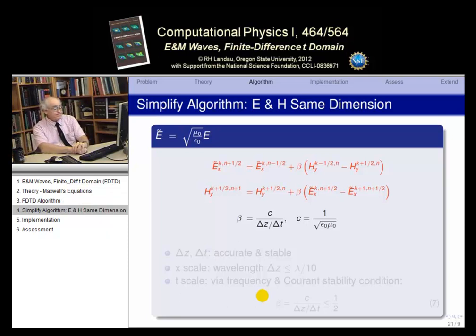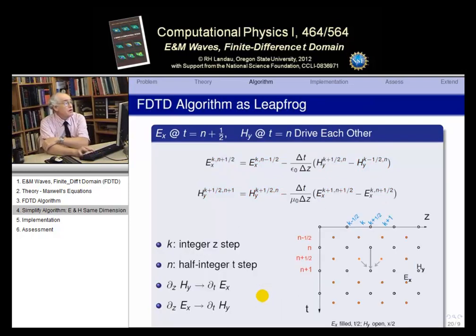In practice, we try to make the algorithm simpler by rescaling the electric field so that the E field and the H field have exactly the same dimensions. So if you look at the previous algorithm closely, you see there's delta t over epsilon 0 delta z, and here it's delta t over mu 0 delta z. And some of you will recognize, of course, the ratio epsilon 0 mu 0 is just related to the speed of light, the wave propagation speed.